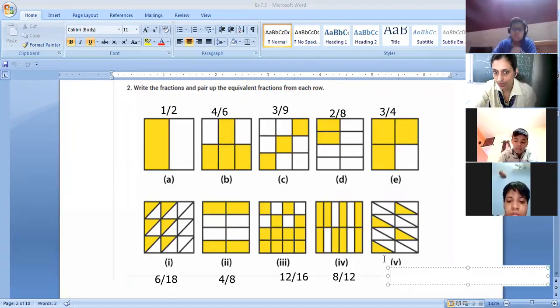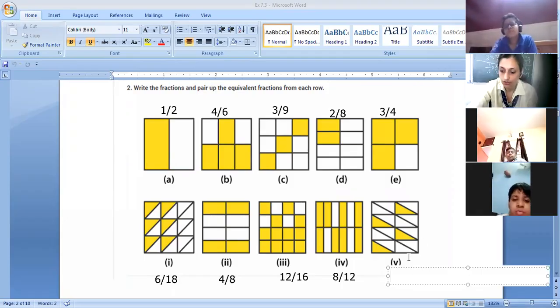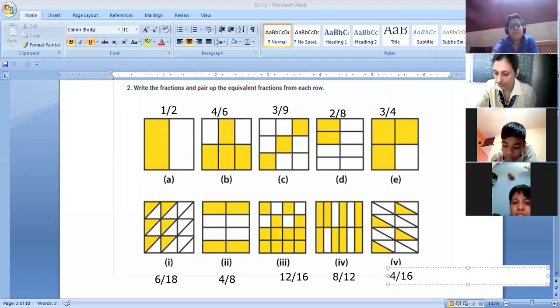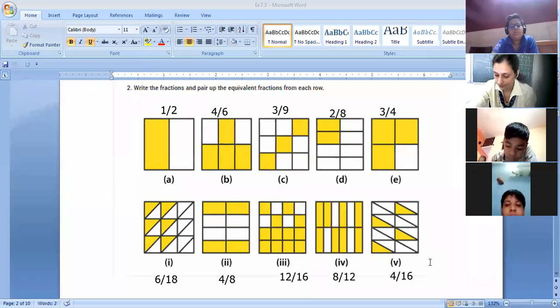1, 2, 3, 4 parts are shaded and the total number of... yes, Ridhima, you're right. 4 upon 16. That is correct. 4 by 16 is the correct answer. Yes, it's correct.